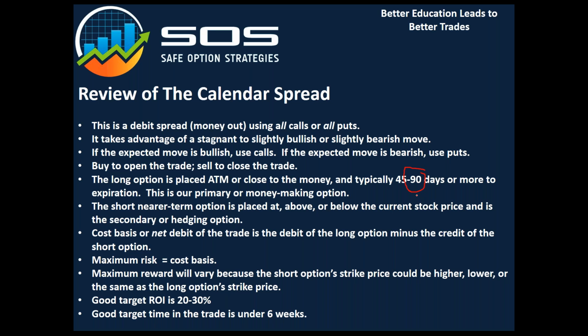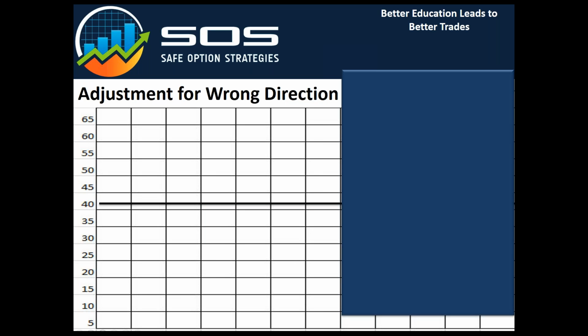Good target return is 20 to 30%, and we like to be in these trades less than 6 weeks, but it's not uncommon in a calendar spread that we're in the trade just a little bit longer than that. Sometimes it's worth being in the trade longer for the flexibility that comes with that ease of adjustment. So let's get into the adjustment.